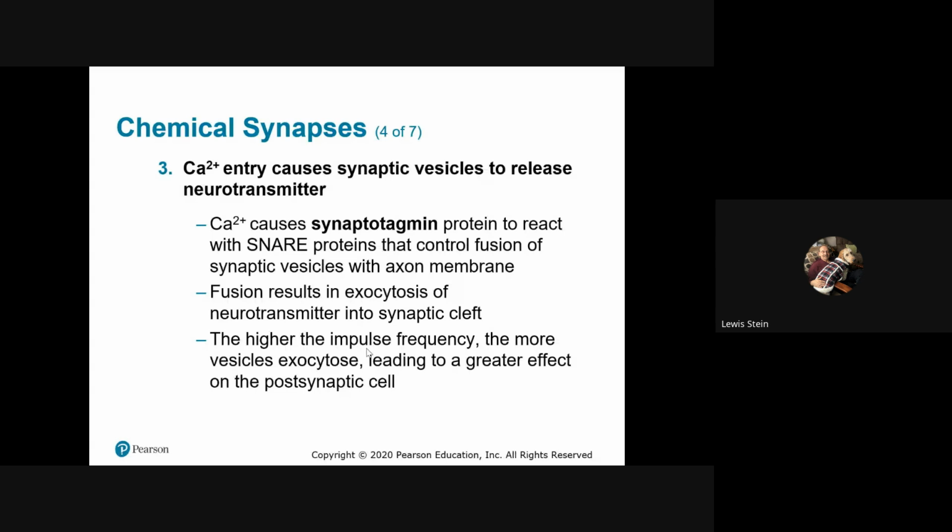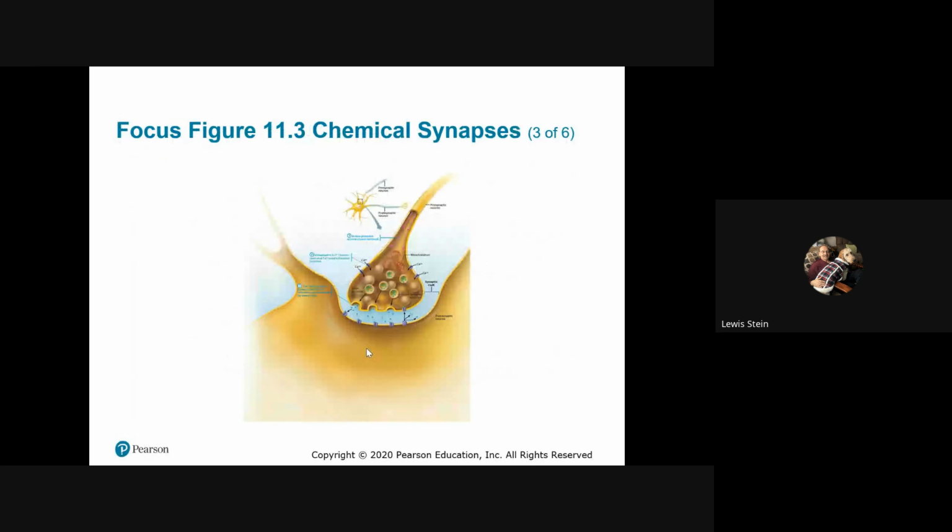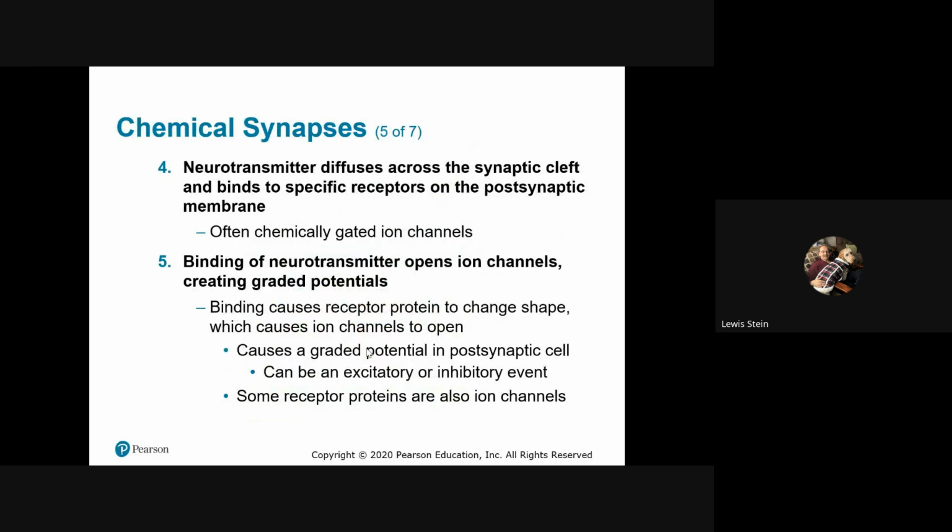And so it's all about frequency equals amplitude. Period. And we'll go over this again. And you're going to see there are different ways they summate. That's kind of the starting point of the new material.